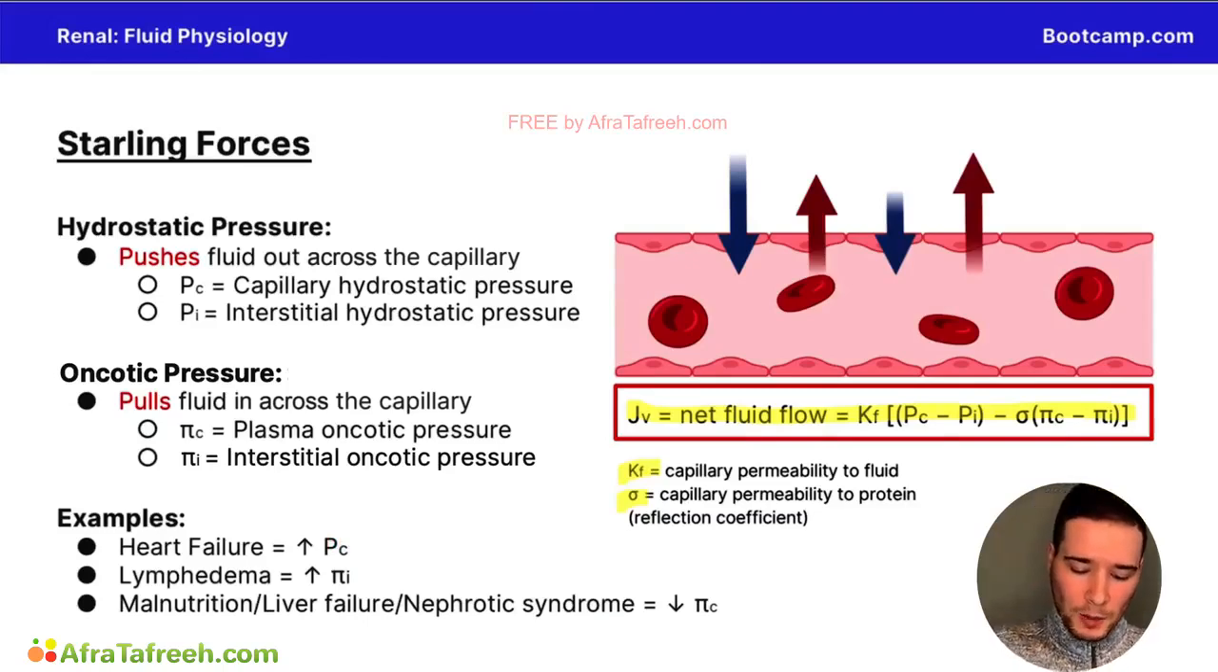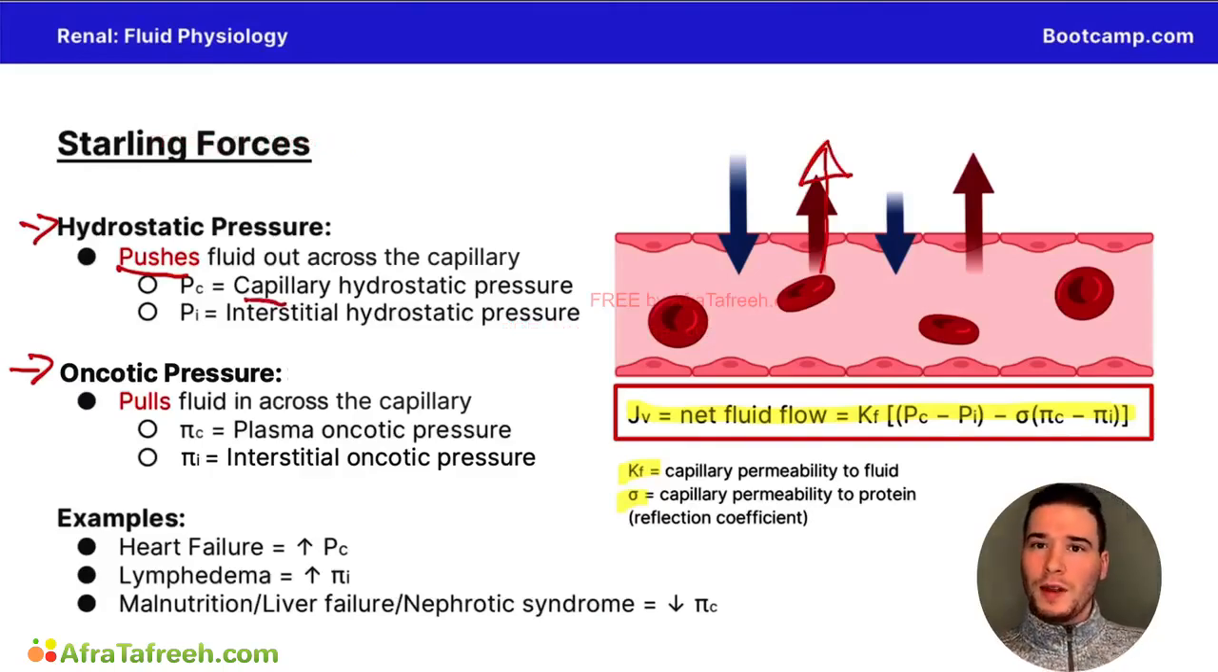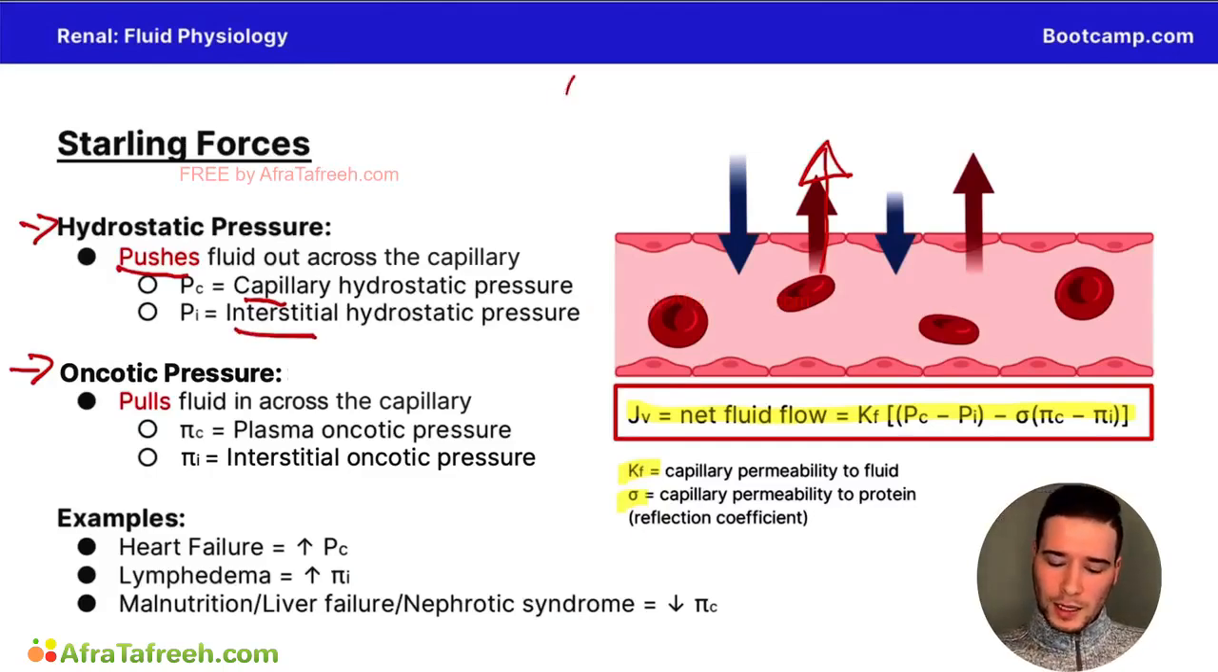Typically what they're going to ask you about is these two forces, right? So hydrostatic pushes fluid out. If we have a bunch of fluid buildup, it causes a bunch of pressure, and this can push fluid out of the capillaries. There's two types of hydrostatic pressures. There's capillary hydrostatic pressure, so that's what's pushing things from inside the capillary outside, and then there's interstitial hydrostatic pressure. That's what's pushing things from the interstitial space, so that's out here, into the capillary.